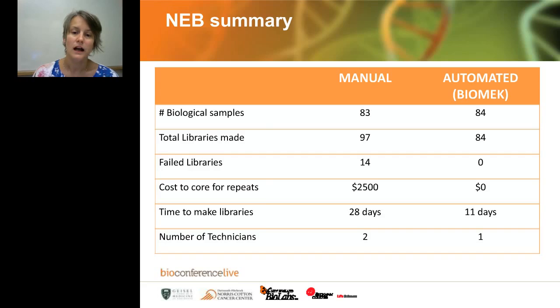In comparison, for the automated libraries, we had 0 failed libraries, which was great. Every single library that we made on the Beckman worked first time. So the cost of reagents to repeat that was nothing. And we were able to make the 84 libraries over an 11-day period, with just 1 technician working on this. I did not calculate the labor costs associated with the extra time, but I think you can see that making this method automated has really increased our productivity.